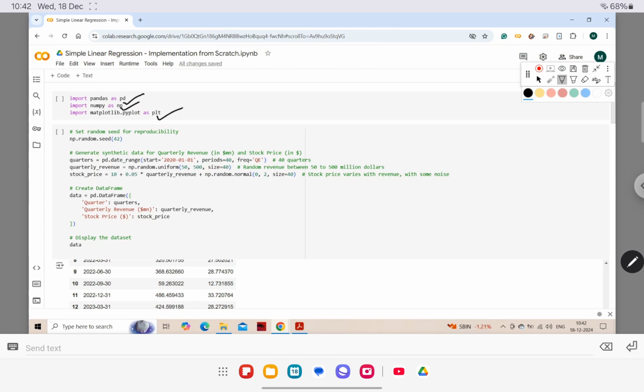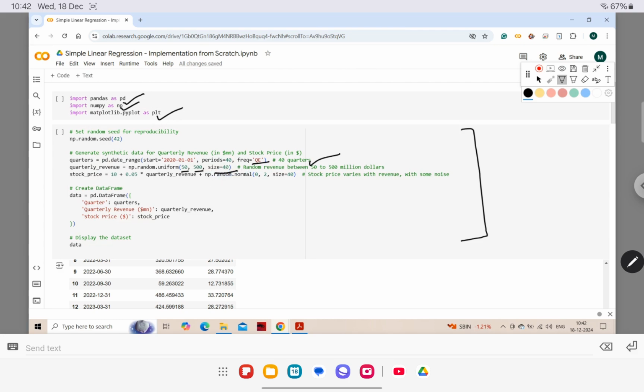Now coming to the second part of the code. Here we have generated some synthetic data on our own using Python code. We have taken 40 quarters, starting 2020-01-01, with 40 periods and quarterly frequency, QE, meaning quarterly earnings. Now we have generated quarterly revenue, with values between 50 and 500, generating a total of 40 quarterly revenues randomly using Python.